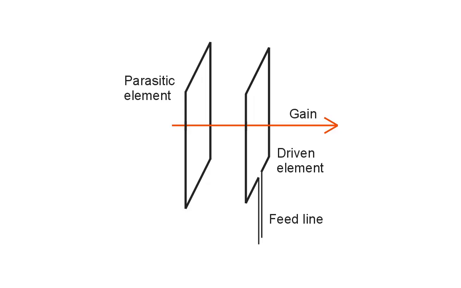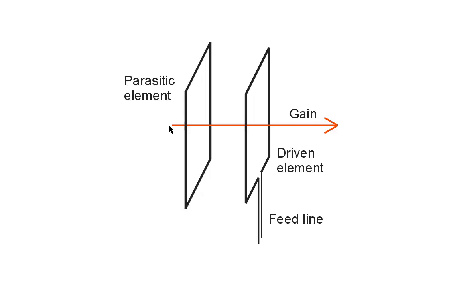In this particular question, it has one parasitic element right here and one driven element right here. The driven element is the one that we feed the signal into and take the signal out of, and the parasitic element modifies the behavior of this driven element.